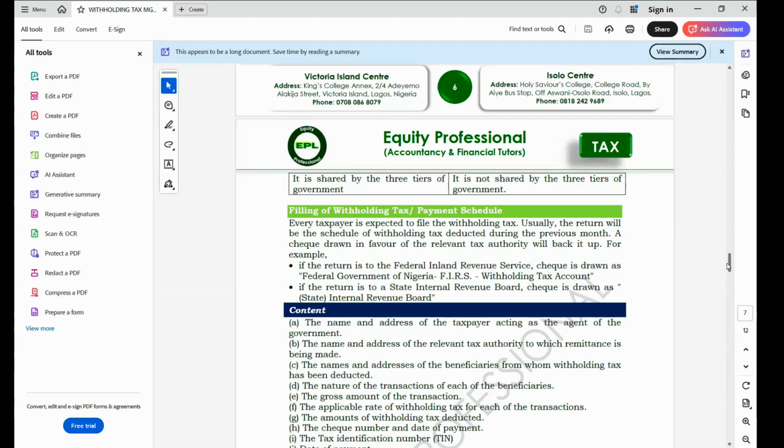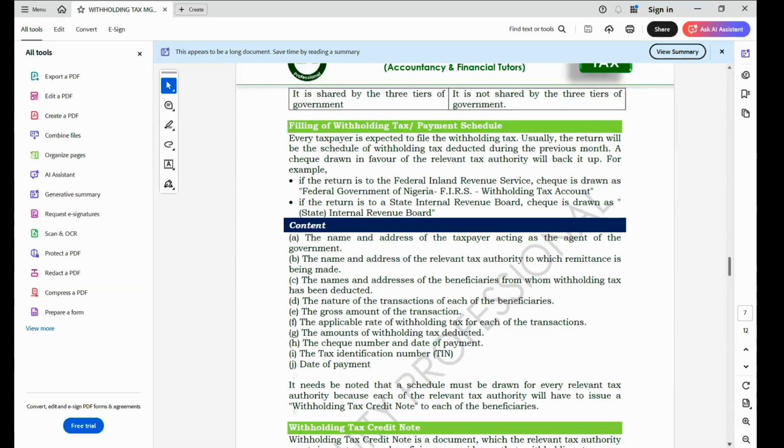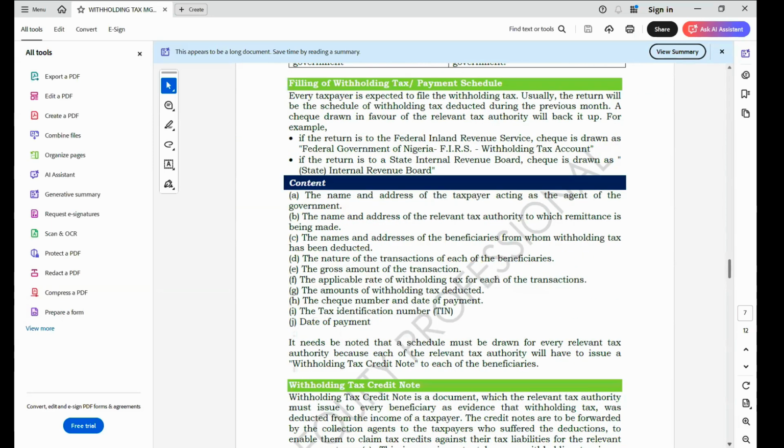So all these are needed to know, during the process of audit and investigation, whether the applicable rates were adopted or not. So the amount of tax deducted, the check number, as I told you, after preparing the schedule, they are going to raise either a bank draft or check. So the number of that, then the tax identification number, the TIN, of both the agent and the beneficiary. Then the date of the payment.